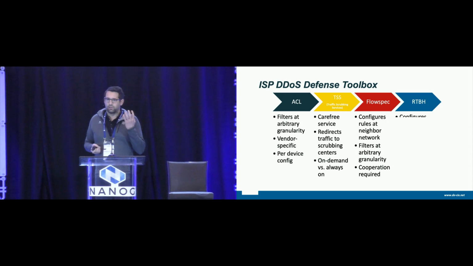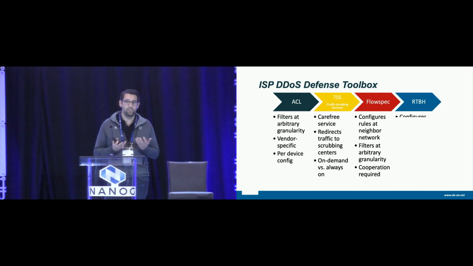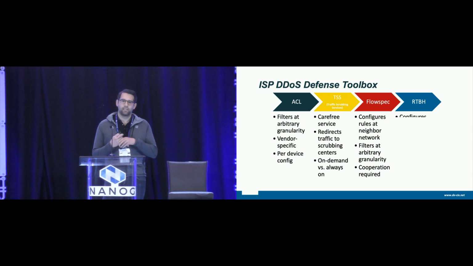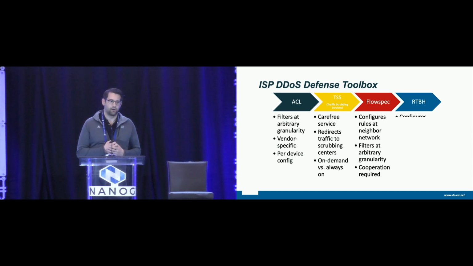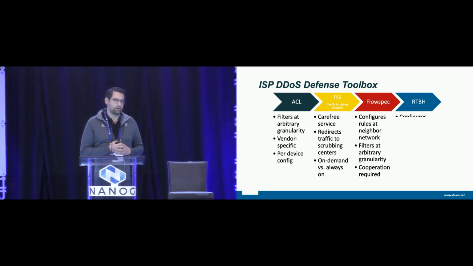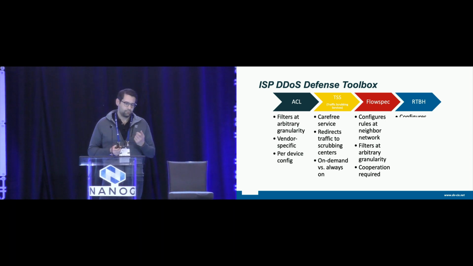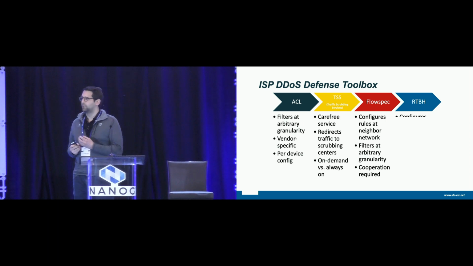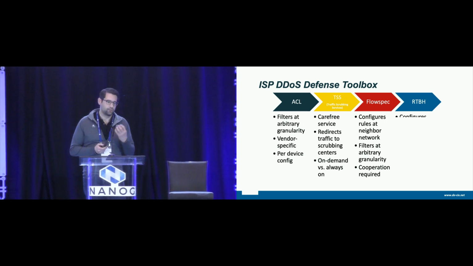Over the past years, we saw a standardization and implementation of BGP FlowSpec. This is within BGP, so it's a feature of BGP basically, and it allows to configure rules at neighbor networks. Meaning I can configure rules on the device through BGP at my peer's router. Traffic can be discarded 1 hop away, at my neighbor's router already. Filters are allowed at arbitrary granularity, and cooperation is required because I cannot simply use it. My neighbor has to activate it and has to allow me to really use this feature. So it requires cooperation in a sense.